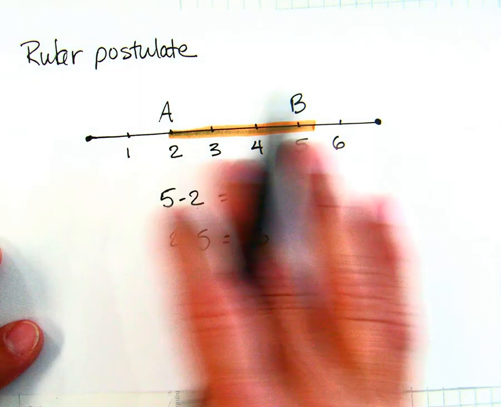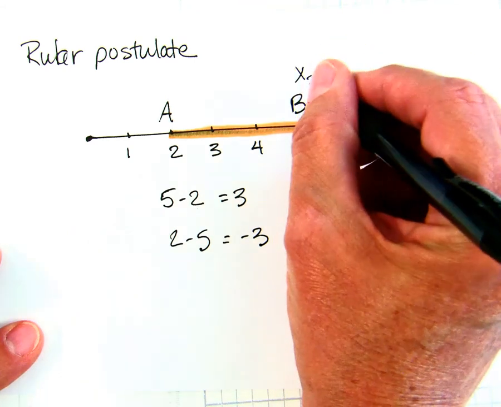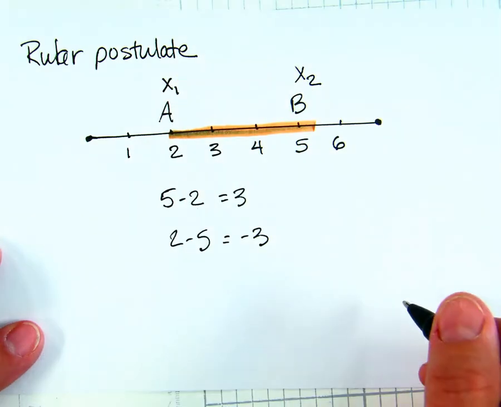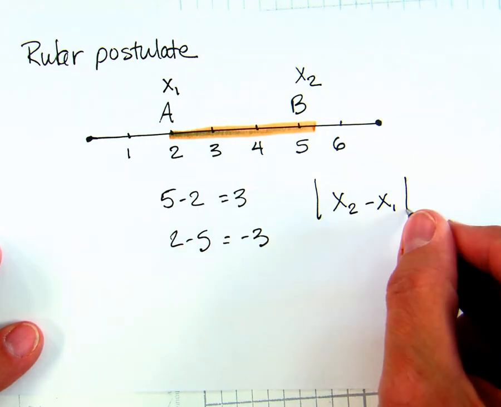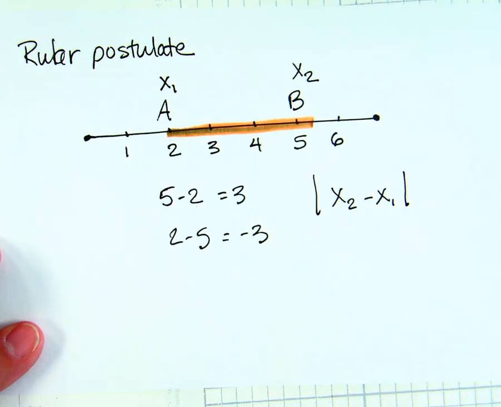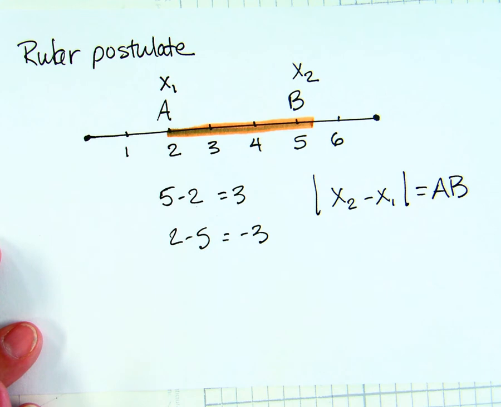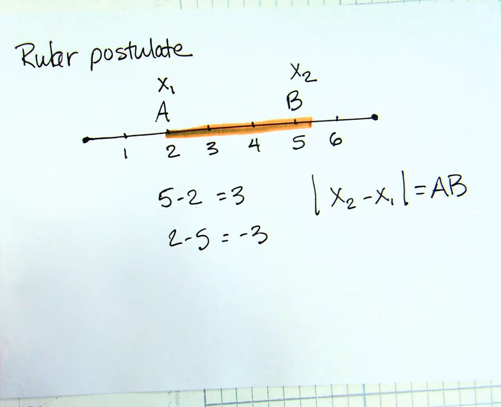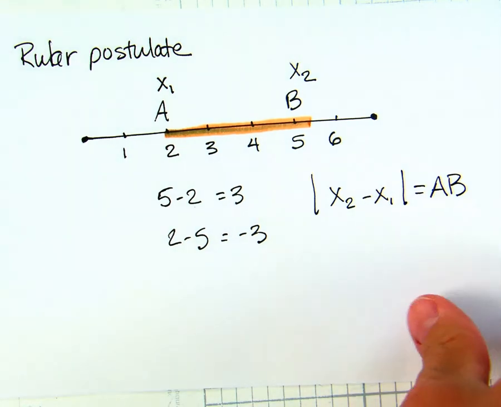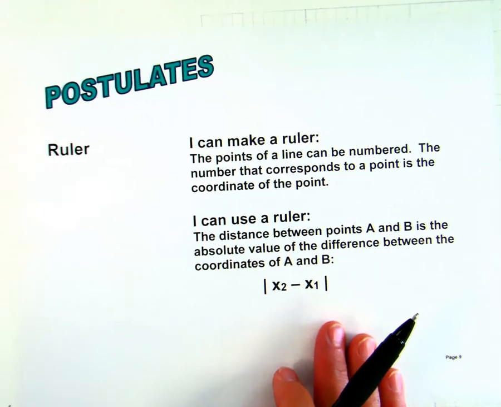So let's think of this, since it's our basic first one, as an x value. We'll call B x sub 2 and A x sub 1. So to generalize, we could say that the absolute value of x sub 2 minus x sub 1 is the distance between A and B. Remember, we'll write the distance between A and B as AB without a bar on top. If it had a bar on top, that would mean the geometric figure that is the line segment AB. So here's a more nicely written out version of the postulate, the ruler postulate.